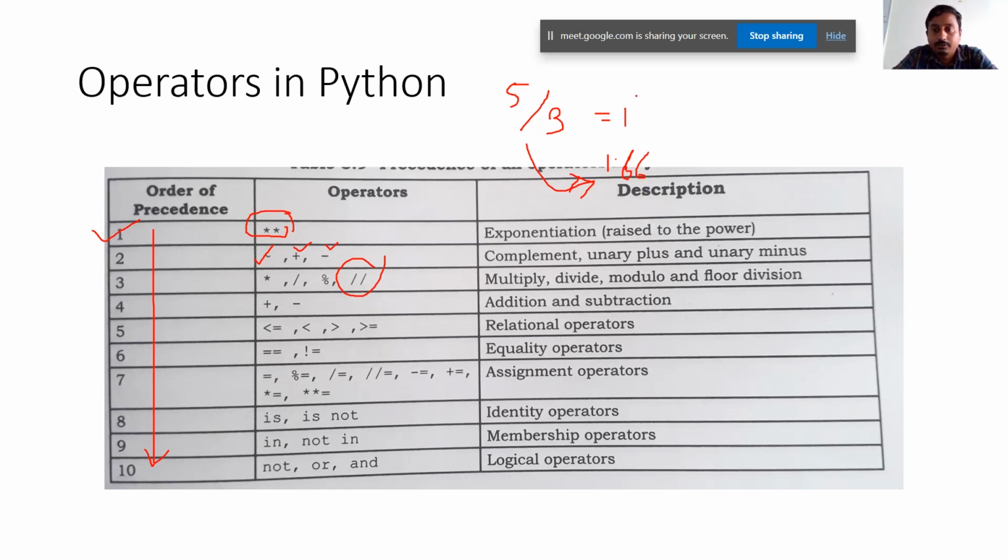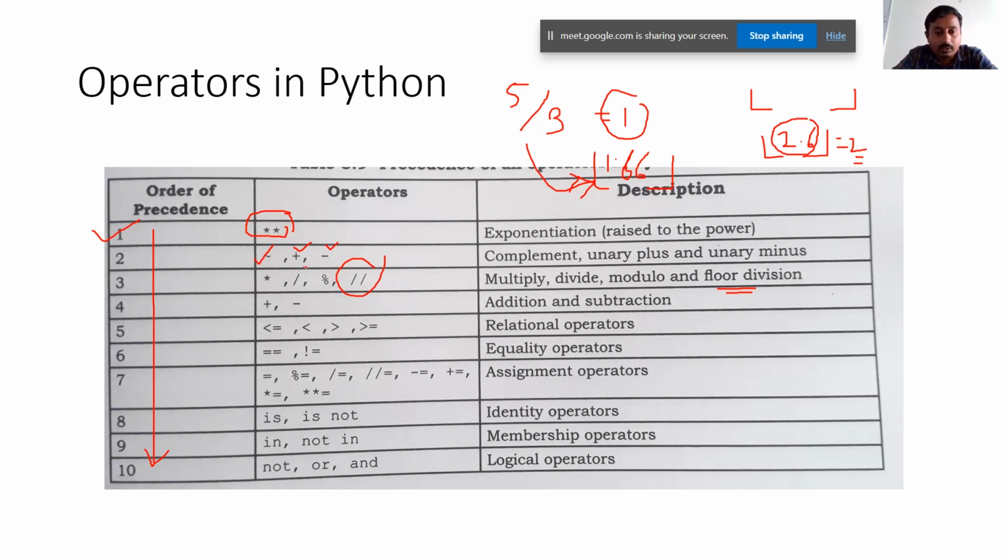But what if we want the integer result? For that you can use this floor division symbol. Floor division means that after getting the result, it will apply a floor operation. The floor value of any fractional value is the largest integer less than that number. For example, consider 2.6. The floor of that will be the largest integer less than this value, so it will be 2. That division is known as floor division.